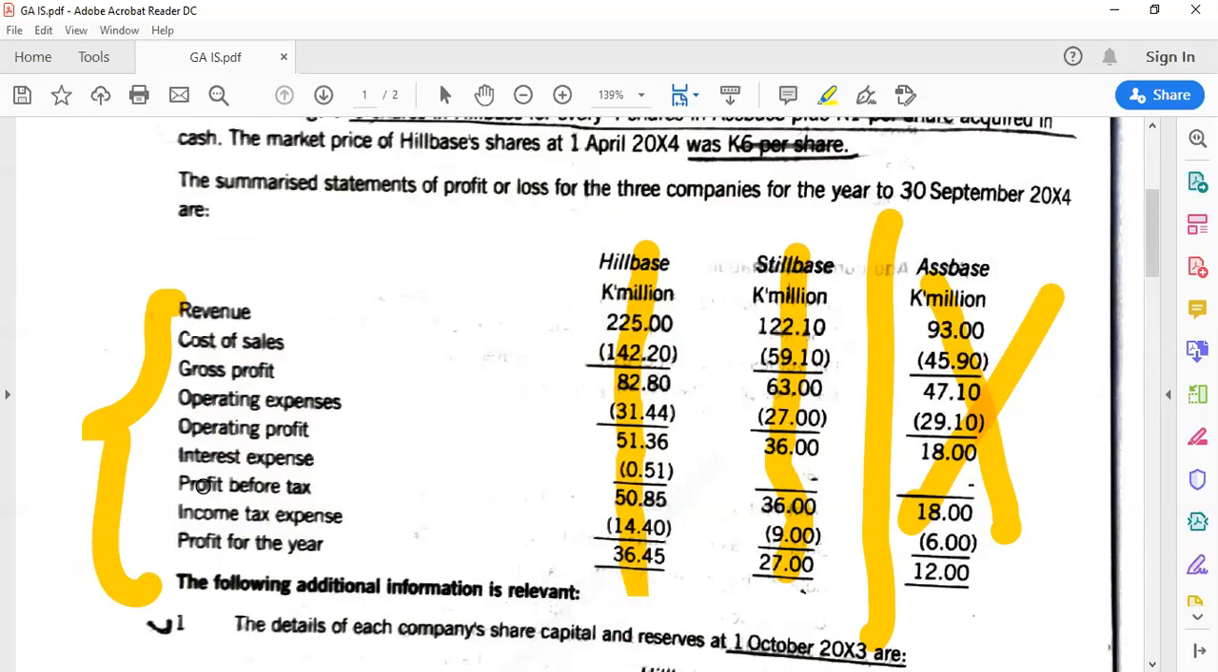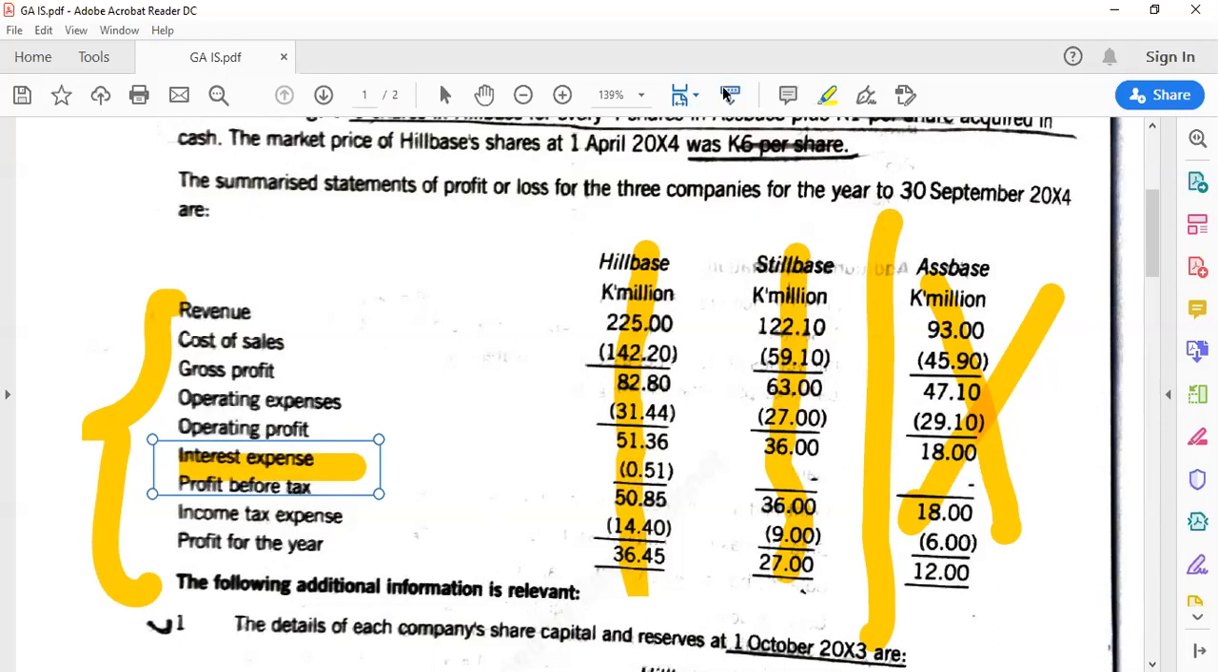Now you see, there is this figure called profit before tax. Remember what we said the last time, how you bring in the associates figure. The associates profit is going to come after interest expense, before profit before tax. You're going to insert the associate's share of profit. Then we can tax the profit and then we can have our figure.